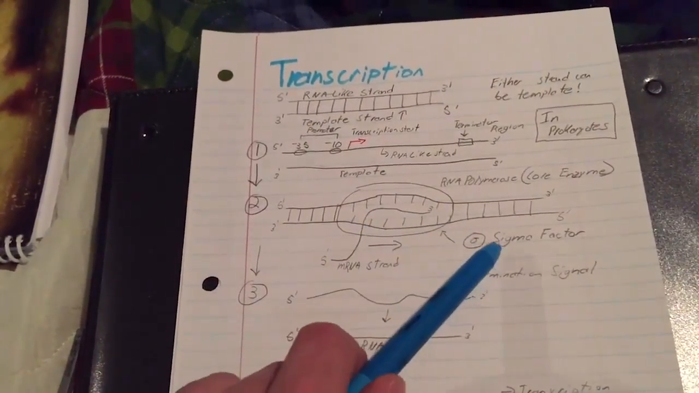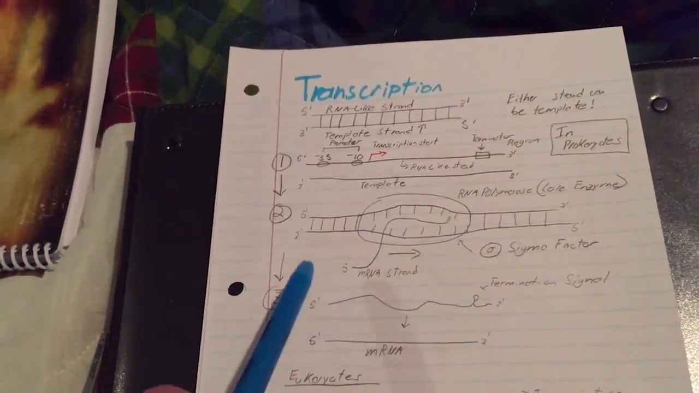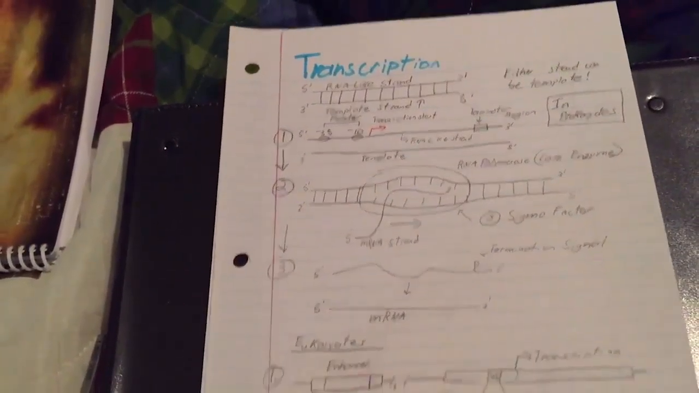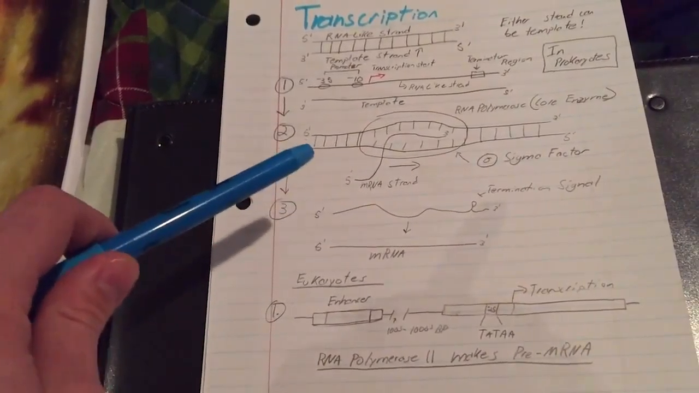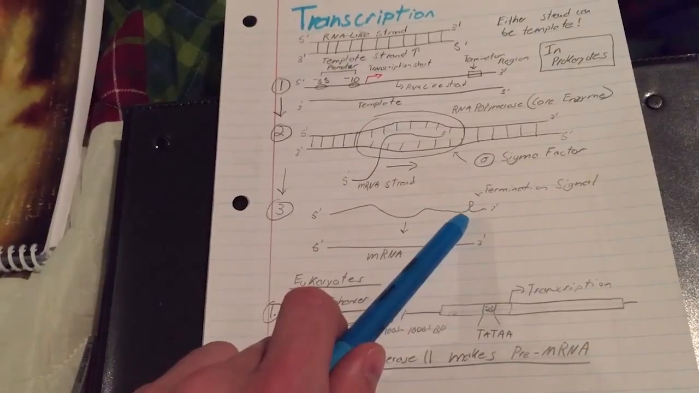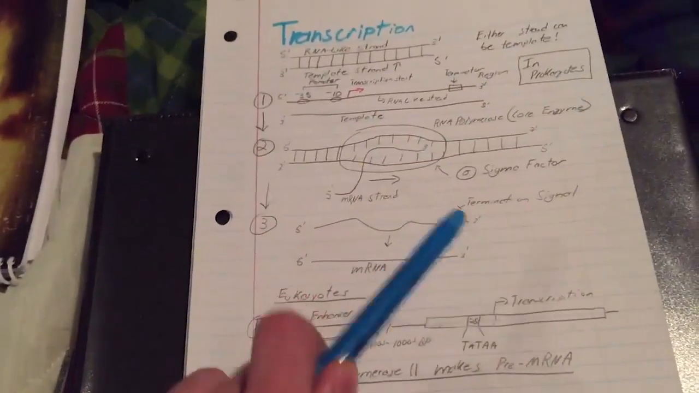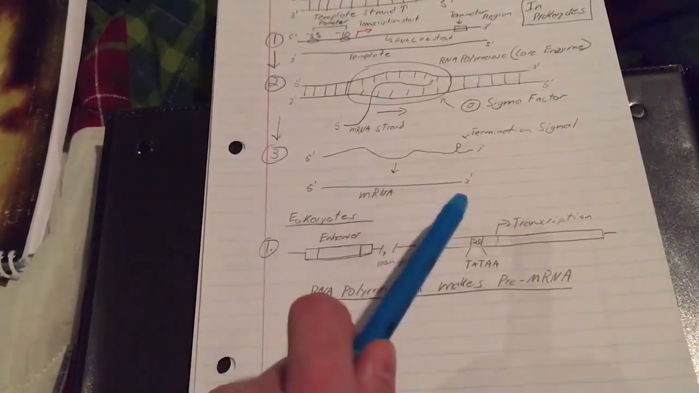It cannot start until the sigma factor binds to it and makes a holoenzyme. Once that starts, transcription can continue from 5' to 3'. Then you have a termination signal of a hairpin, which signals this core enzyme to stop transcription. And then you have your mRNA.